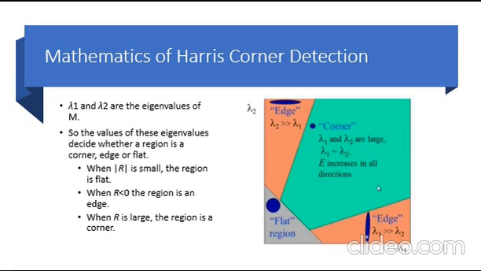When the R value is small, what happens? When lambda 1 and lambda 2 are small, the region is a flat region. When R is less than 0, what happens when lambda 1 is much greater than lambda 2 or vice versa? That is called an edge. But when R is large, what happens when lambda 1 and lambda 2 are large and lambda 1 is nearly equal to lambda 2? The region is a corner.